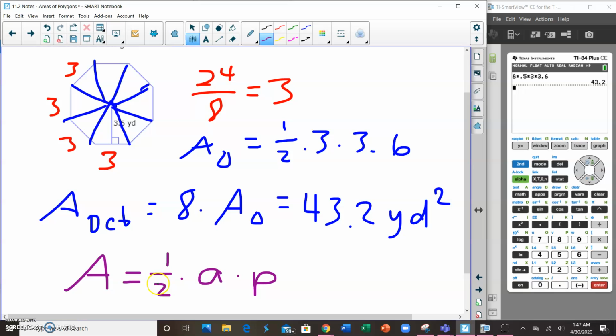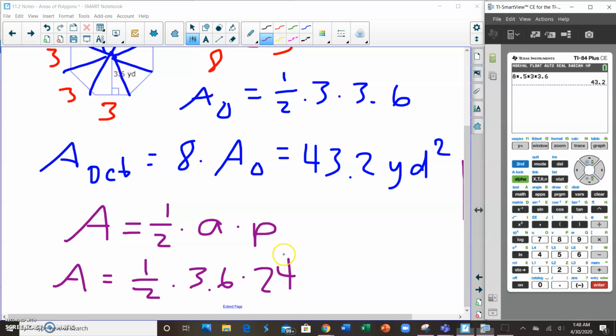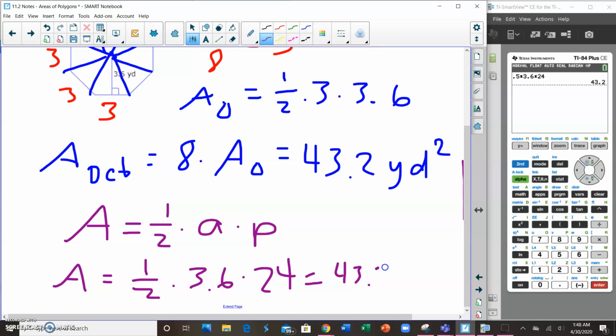And then it's 1/2 of the perimeter. Well, the perimeter is 24. Here I have the 8 times the 3, which is 24 times the 1/2. So if you want to use 1/2 times the apothem times the perimeter, you could also use that formula. So the area would be equal to 1/2 times the apothem, which is 3.6, times the perimeter, which is 24. And if you do that on your calculator and take 0.5 times 3.6 times 24, you will find out that you get the exact same area. You still get 43.2 yards squared. All right, okay, moving on.